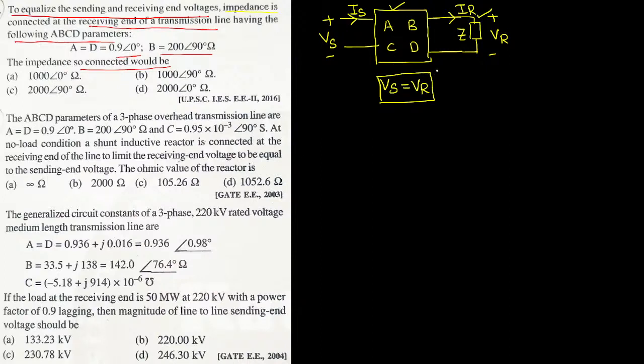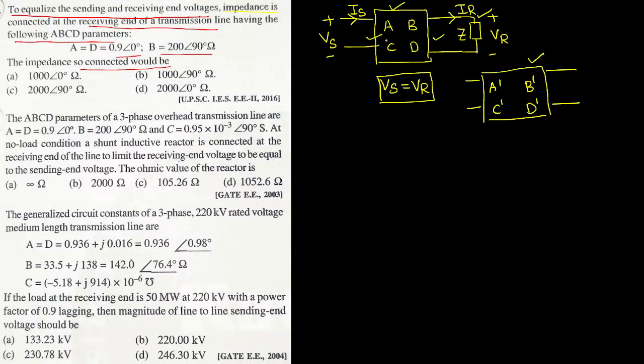After that, what will happen? Because of the connection of this impedance into the existing transmission line, you will get a new set of ABCD parameters. Let me call them A dash, B dash, C dash, D dash. That is a very beautiful question. So here the conclusion is what we need to find: the new ABCD parameters.